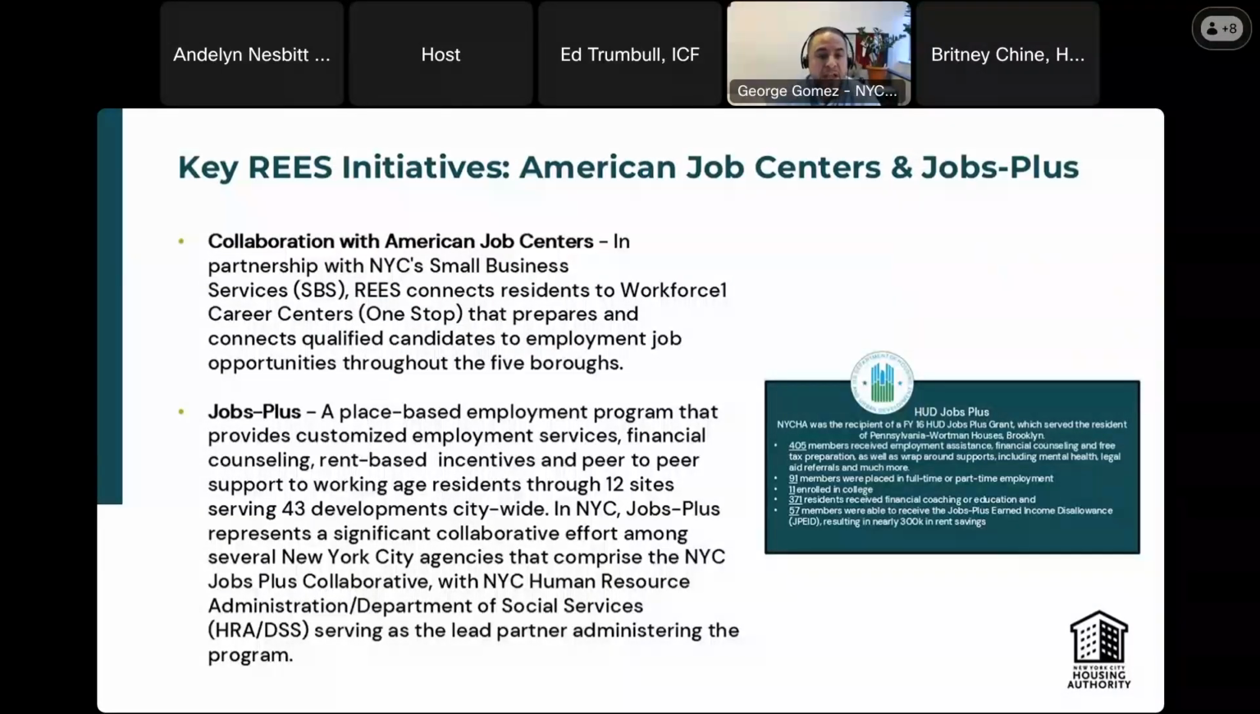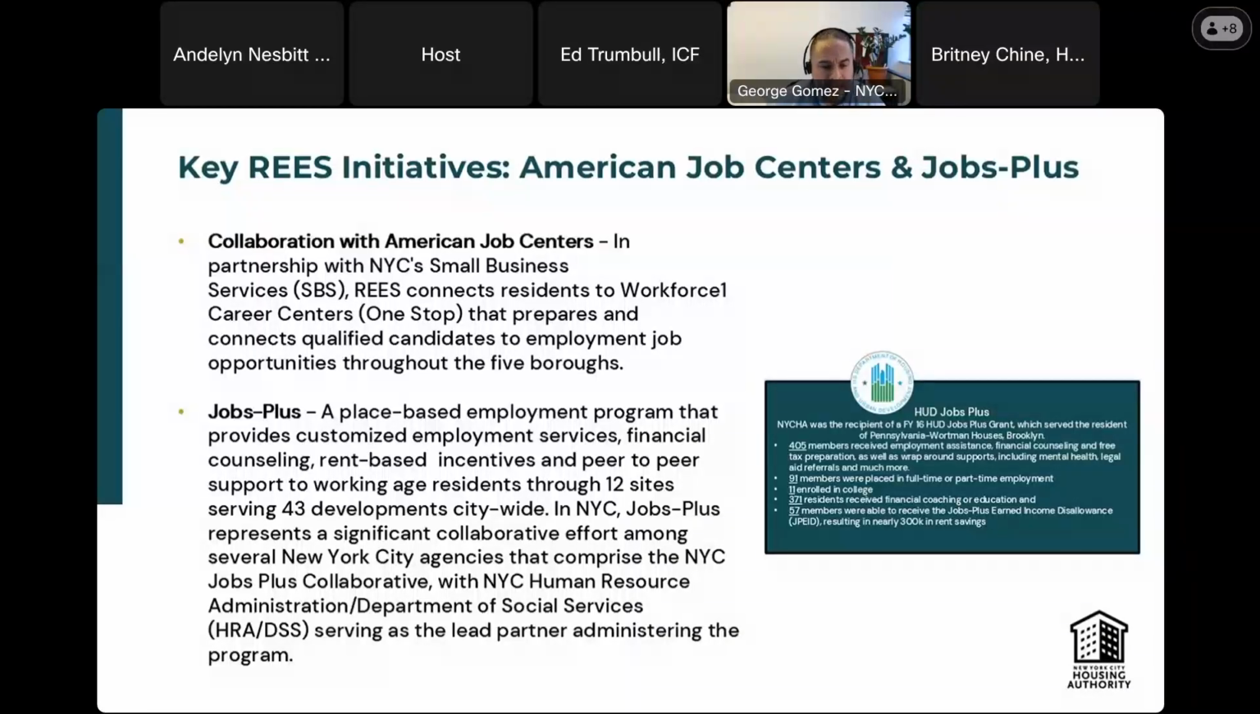So here we have American Job Centers and Jobs Plus. Collaboration with American Job Centers is a partnership with Small Business Services where REES connects residents to Workforce One career centers with the focus of preparing and connecting qualified candidates to employment throughout the 5 boroughs. Jobs Plus is a place-based employment program that provides customized employment services, financial counseling, rent-based incentives, and peer-to-peer support to working age residents through 12 sites serving 43 developments citywide. So in New York City, Jobs Plus is a collaborative effort among multiple city agencies, which include HRA and DSS, that's Human Resources Administration and Department of Social Services, that serve as lead partner administering the program.